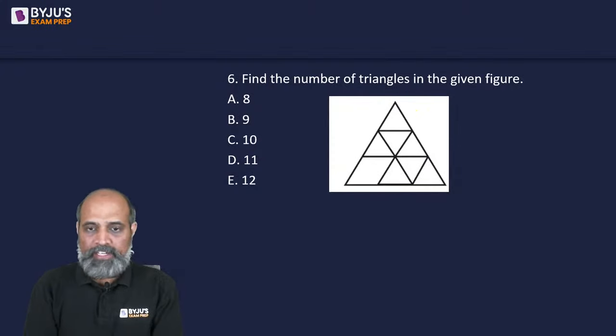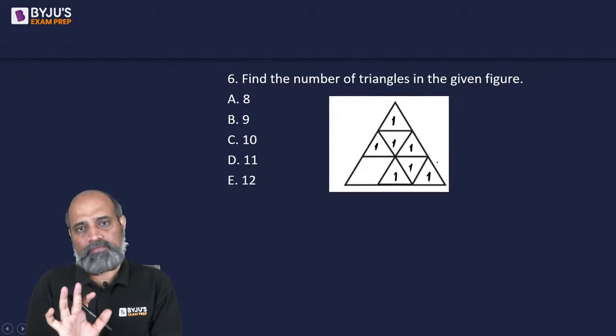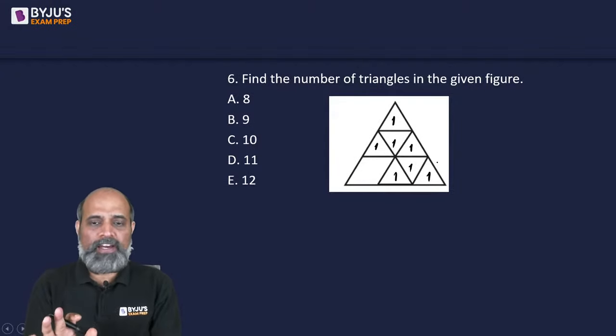Okay, so here it goes. The smallest ones. Okay, how many do we have? 7.